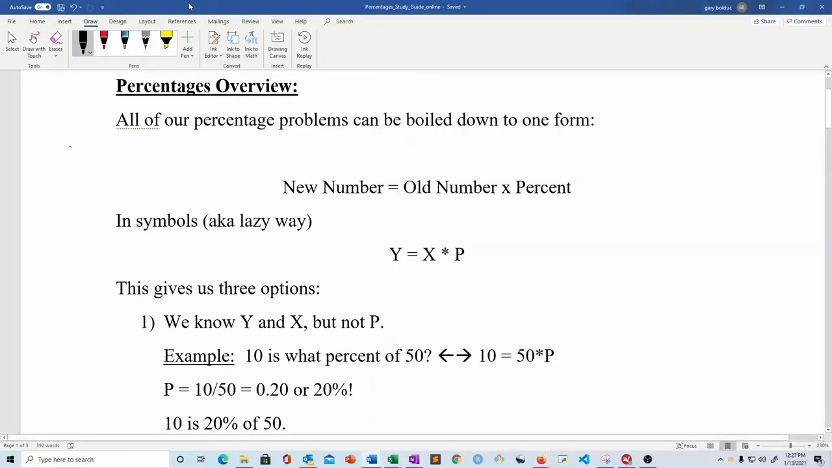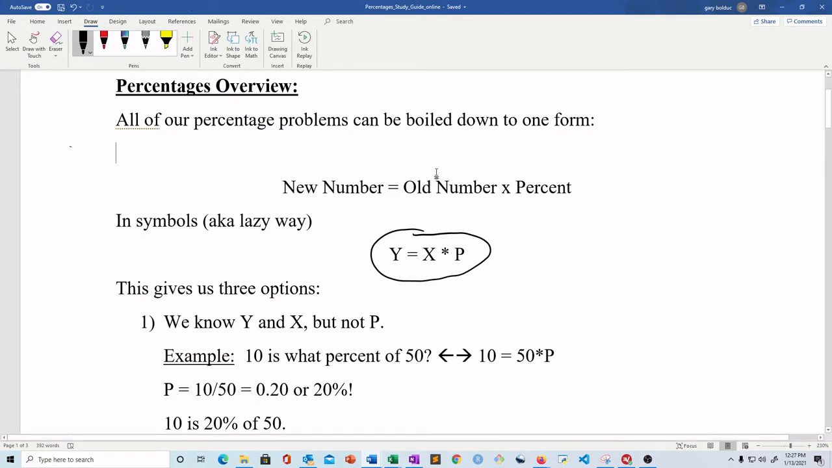So like I just said, for percentages, it's all going to come down to one formula. And that formula is right here. And it's y equals x times p. Okay, so I have that written in words above. y is the new number. So whenever you're doing a percentage problem, you've got some old number, a starting number. You multiply it by a percentage, okay? And then you arrive at a new number.